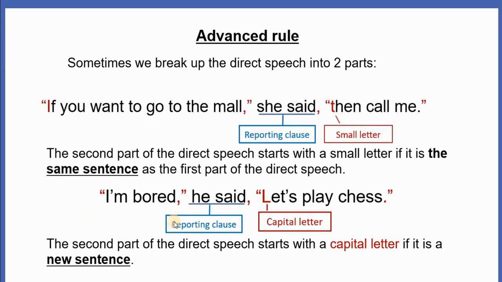But the comma stays. Don't forget to write the comma here and the comma here. Okay? That is still the same. So, even though "I'm bored" is a complete sentence, we still write the comma here. Alright? Simple. So this is an advanced rule.